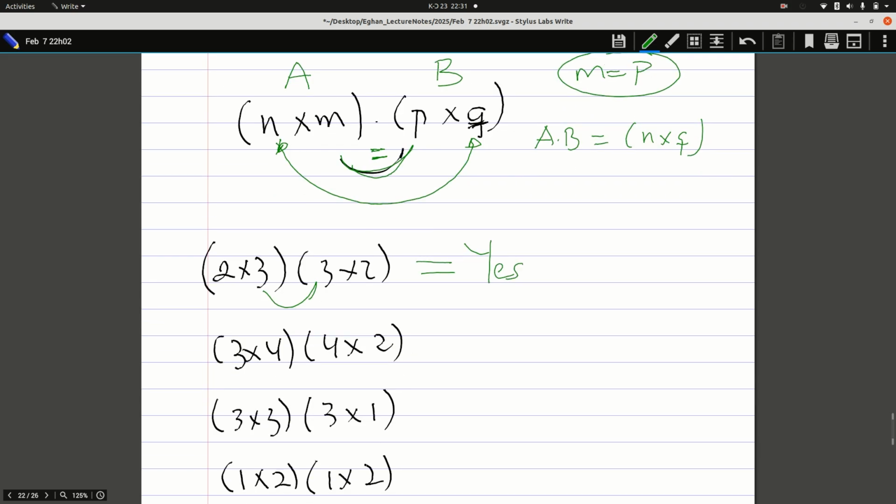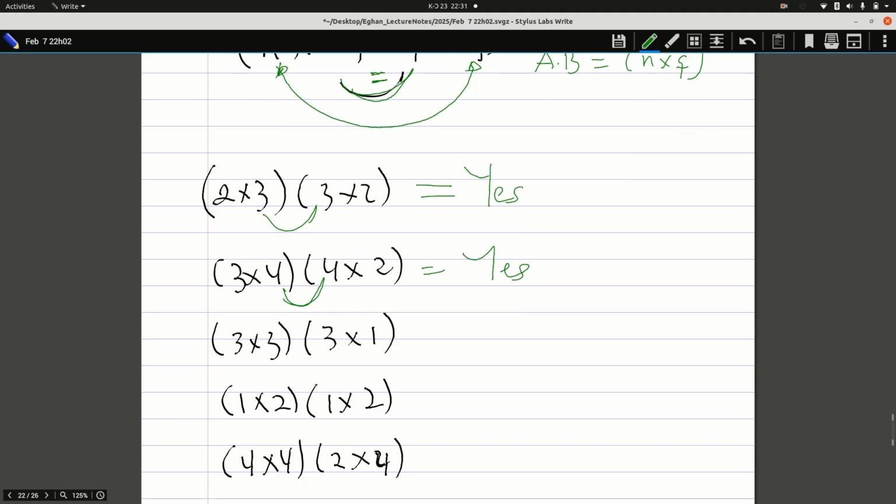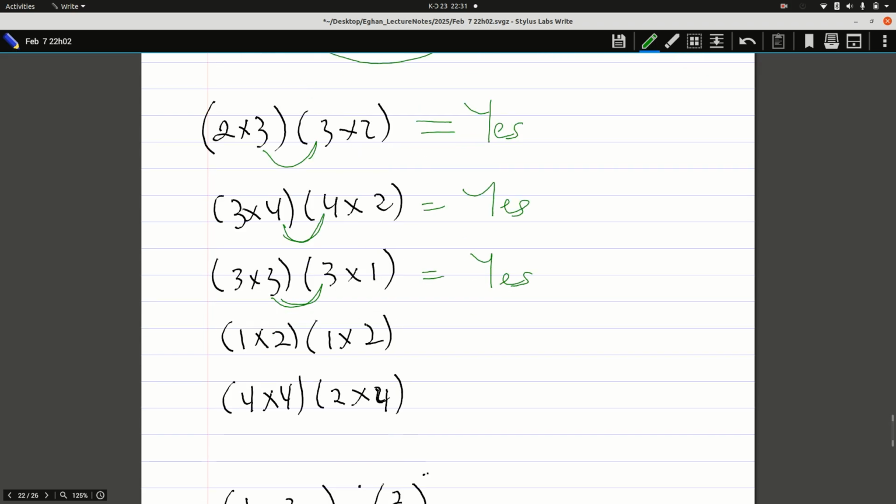Can I multiply these two matrices? Yes, because they are equal. Can I multiply this? Yes, because the inner dimensions are equal, 3 is equal to 3. Can I multiply this? No. Why? These are not equal. I have 2, I have 1.